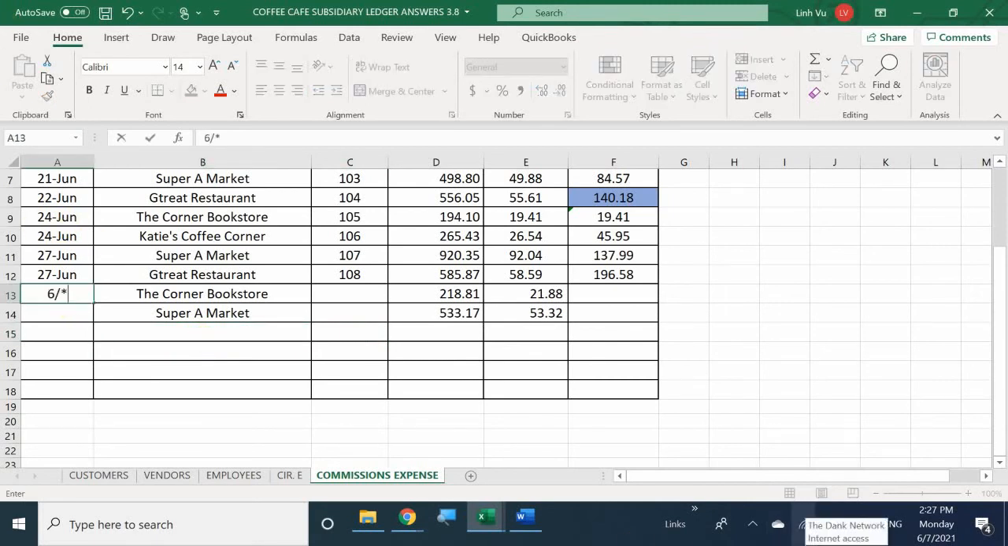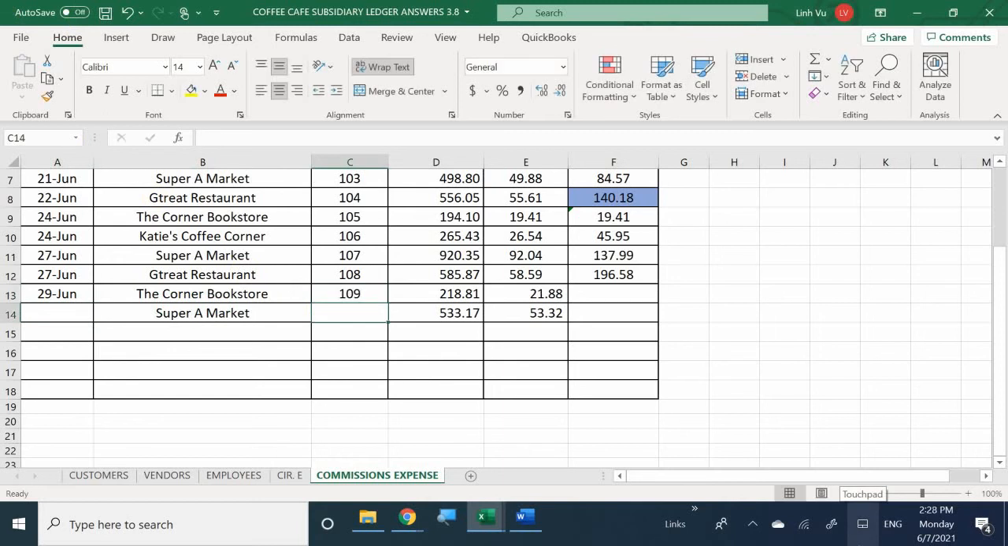Date 9/29, Julio, Corner Bookstore, invoice 109. The sales was for 218.81. His commission is going to be $21.81, which brings his running total to $218.46. Good. Now after that, I'm going to go to my ledger.